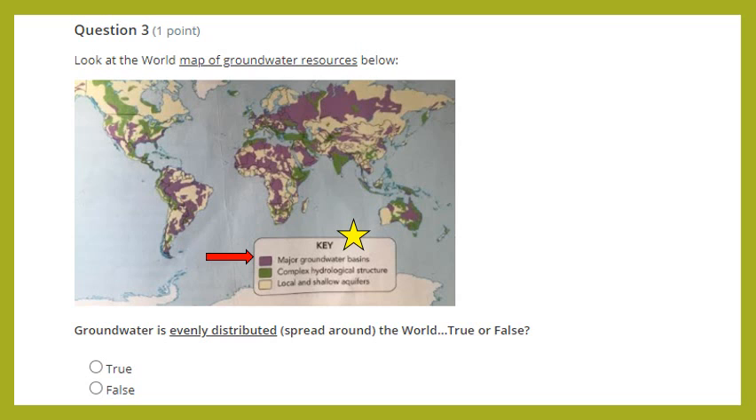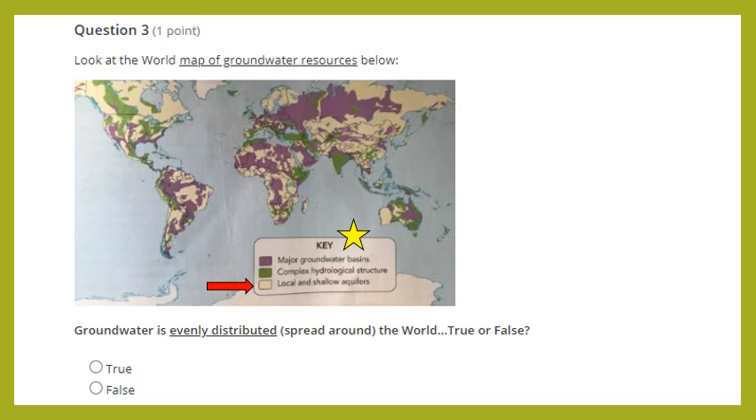Purple is major groundwater basin. So any area in purple has a lot of groundwater. Green is complex hydrological structure, so I'm assuming that is either some way to use lakes or rivers or groundwater for humans to use. And that white or beige color, that is local and shallow aquifer. So the word shallow means not very deep.